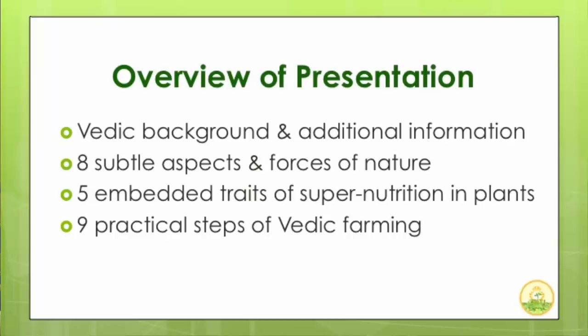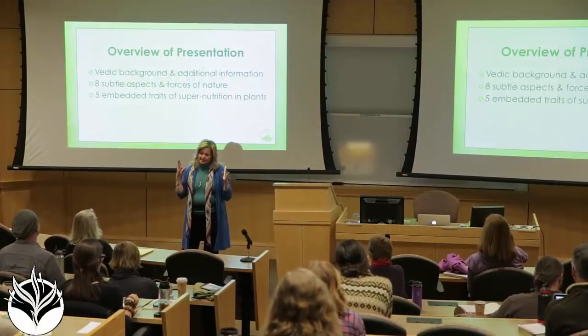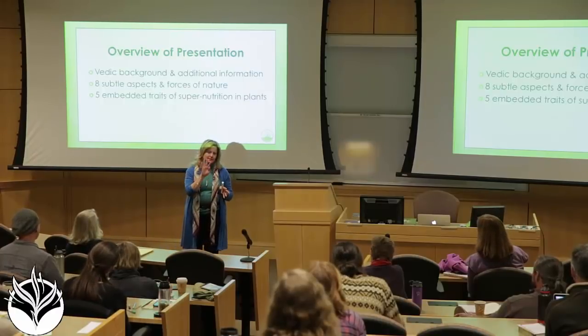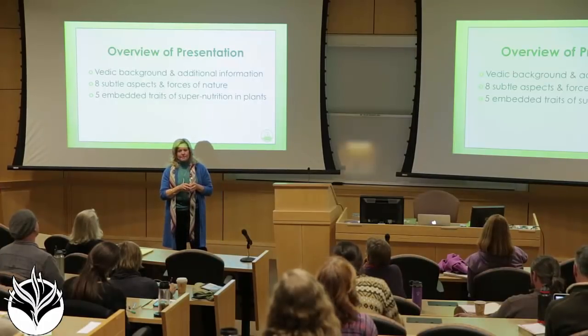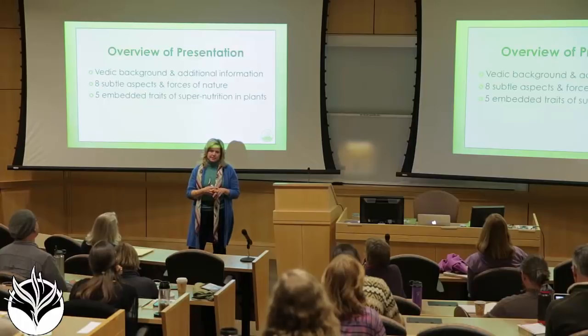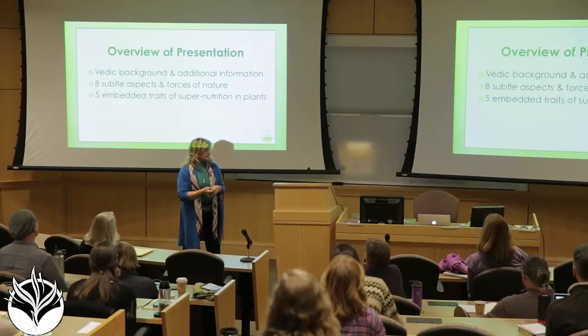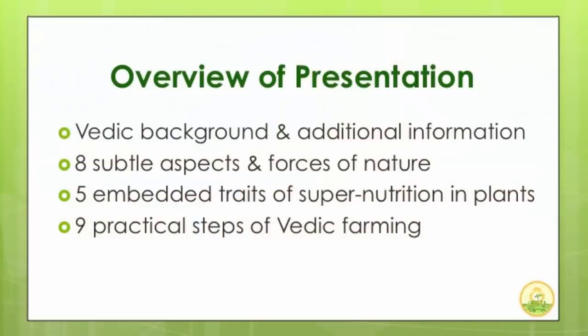In the Vedas, there is a very complete system of agriculture. The Vedas are thousands and thousands of years old. And they had the ability to grow plants that included these five embedded traits that I'll review and go over, that once that potential is unlocked and the seeds can produce that, they have very great benefits on folks' health and well-being. And then I include nine very simple, practical steps for anyone who wanted to include some of these practices. Okay.